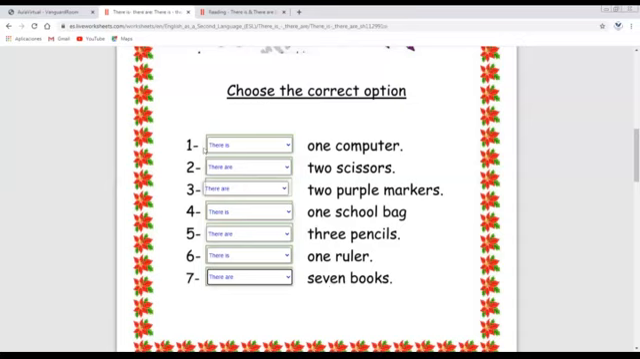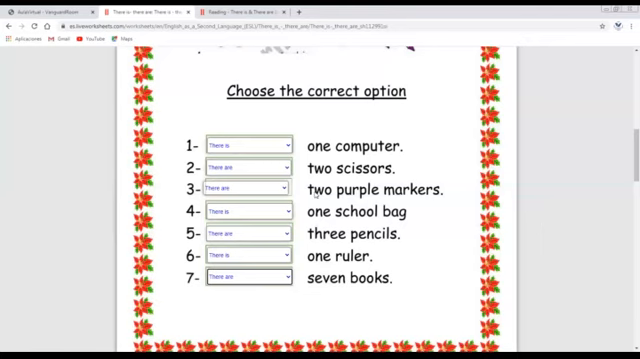Let's read again. Number 1, there is 1 computer, singular noun. Number 2, there are 2 scissors, plural noun. Number 3, there are 2 purple markers, plural noun. Number 4, there is 1 school bag, singular noun. Number 5, there are 3 pencils, plural noun. Number 6, there is 1 ruler, singular noun. Number 7, there are 7 books, plural noun.